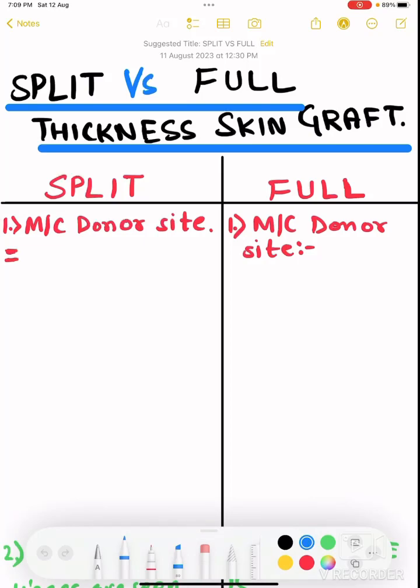Hello guys, in this video we are going to discuss split versus full thickness skin graft. It is a topic from general surgery part, right? It is specially taught in burns topic, right? So what is the difference between split and full thickness skin graft?